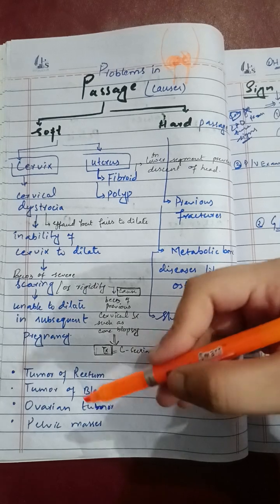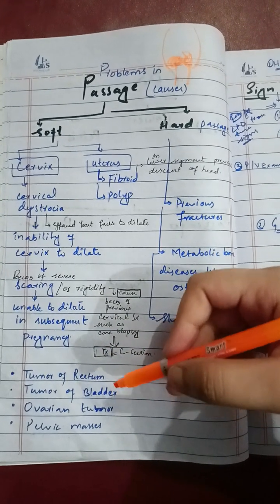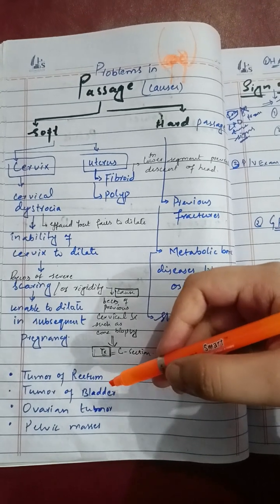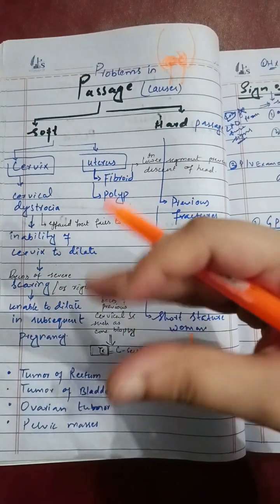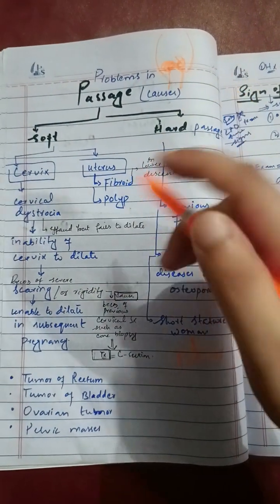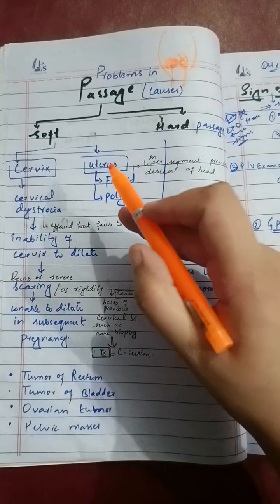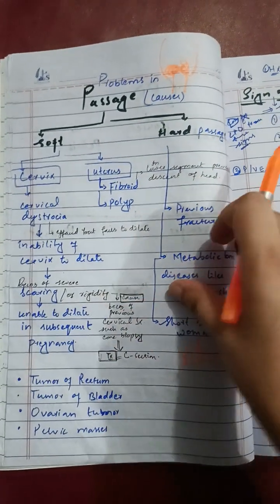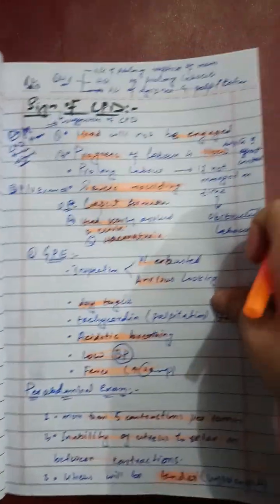If there is a tumor of the rectum, it lies posterior to the vagina and cervix. If there is any tumor of the bladder, it lies anterior to the uterus. So if there is any tumor of the bladder or any tumor of the rectum, it will put pressure on the soft passage, the cervix and the uterus, and will result in difficult and prolonged labor. Ovarian masses and pelvic masses can also cause cephalopelvic disproportion.